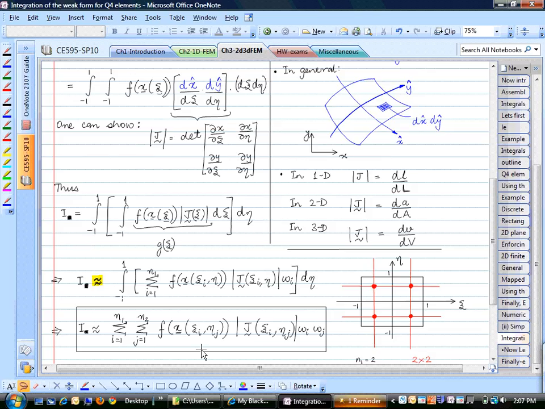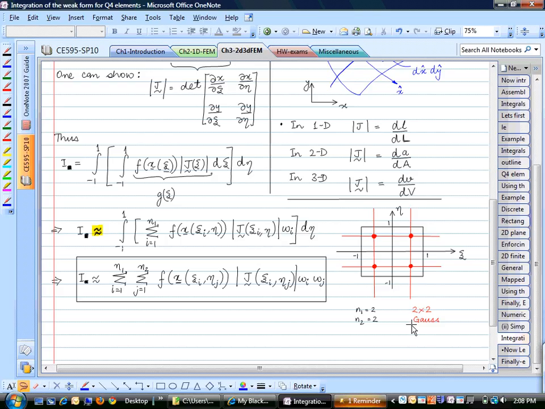So all we are doing here is, for example, let's say you have this real element in a real mesh. Now you want to calculate the value of the integral of some function over this real element. So what you do, go back and calculate your J from the given shape functions, and then calculate the value of this function at all these 4 points. These 4 points are coming from 2 cross 2 Gauss quadrature.